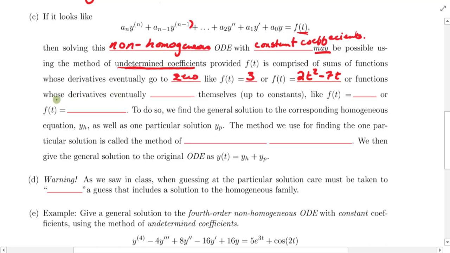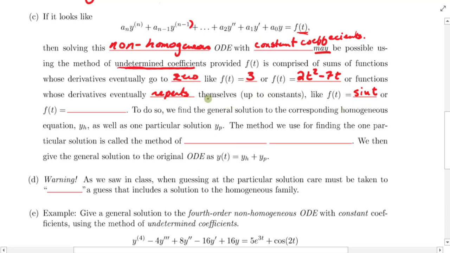Or if that forcing function's derivative eventually repeats itself up to constants. So for example, a forcing function like the sine of t. When I take the derivative of the sine, I get the cosine. When I take the derivative of the cosine, ignoring the sign, the constant, I would eventually get back to something up to sine. And again, that's what I'm saying, up to constants here.